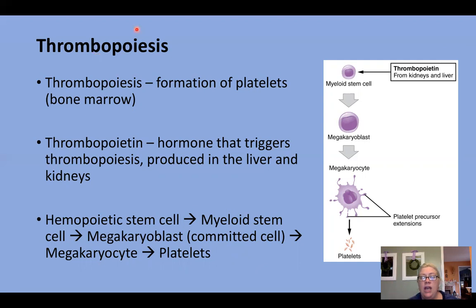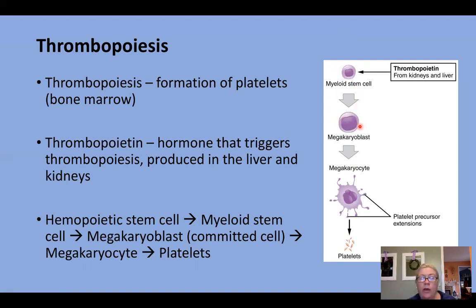If we look at the chain of events here, we're going to start with that myeloid stem cell. We can actually go out one more. That would be the hemopoietic stem cell. The hemopoietic stem cell is going to become the myeloid stem cell. Thrombopoietin is going to interact with the myeloid stem cell, and it's going to cause it to become the megakaryoblast, which is probably one of my favorite names for a cell. It sounds like an evil megakaryocyte. A megakaryoblast and megakaryocyte kind of sounds like an evil villain in some Marvel movie or something.